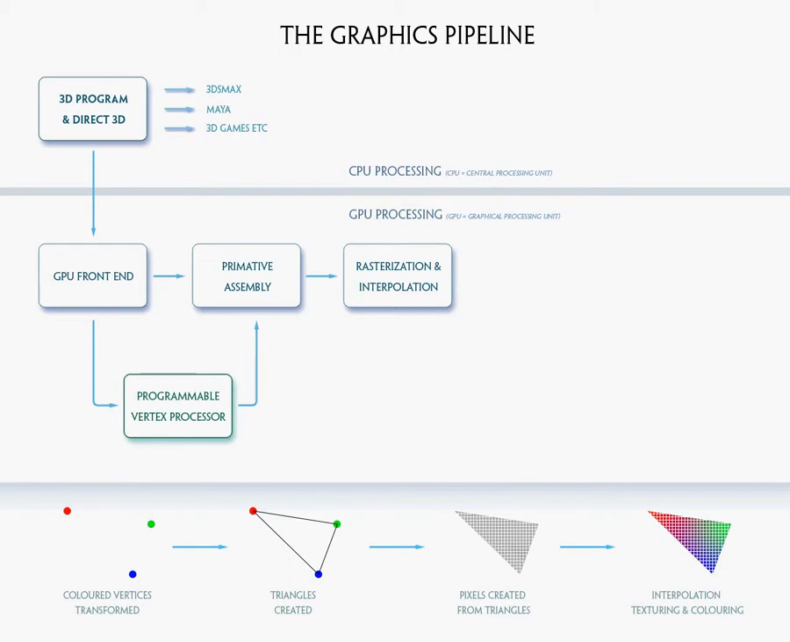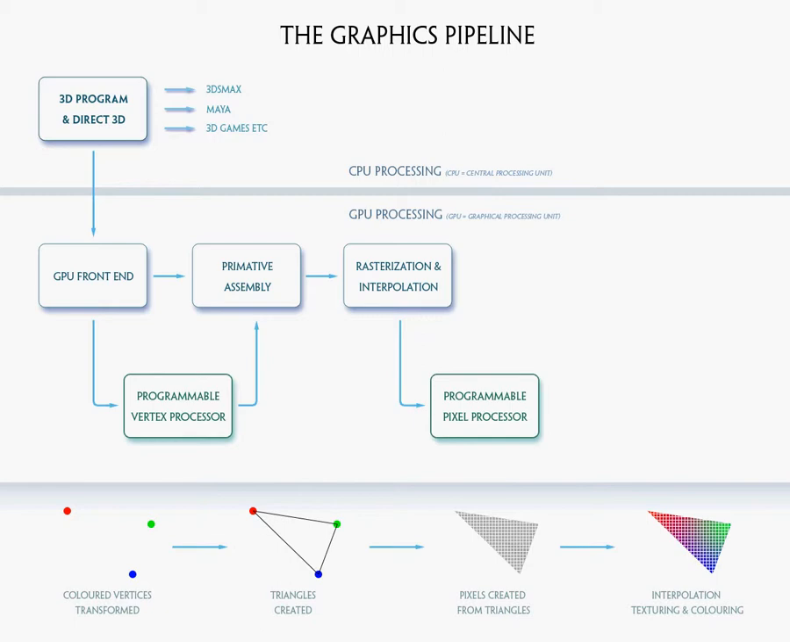Next, that interpolated pixel data is sent to the programmable pixel processor. The pixel shader that you write can take the data here in the programmable pixel processor that's been processed in the vertex shader and data from the CPU to determine the final color of the pixel.